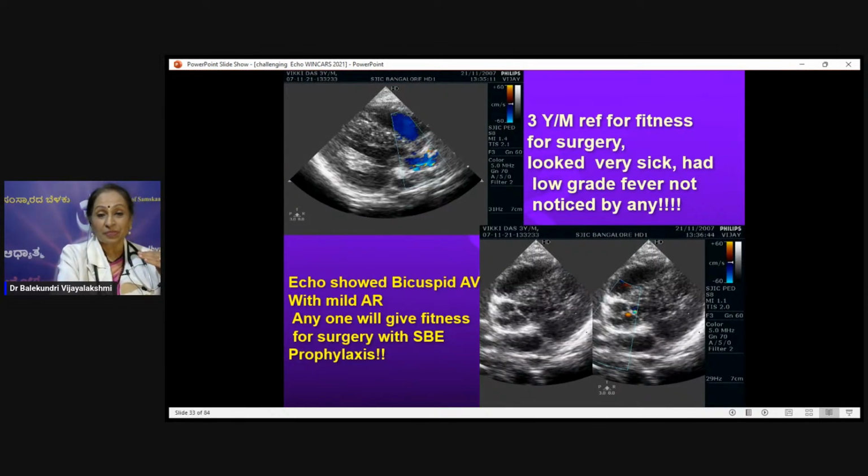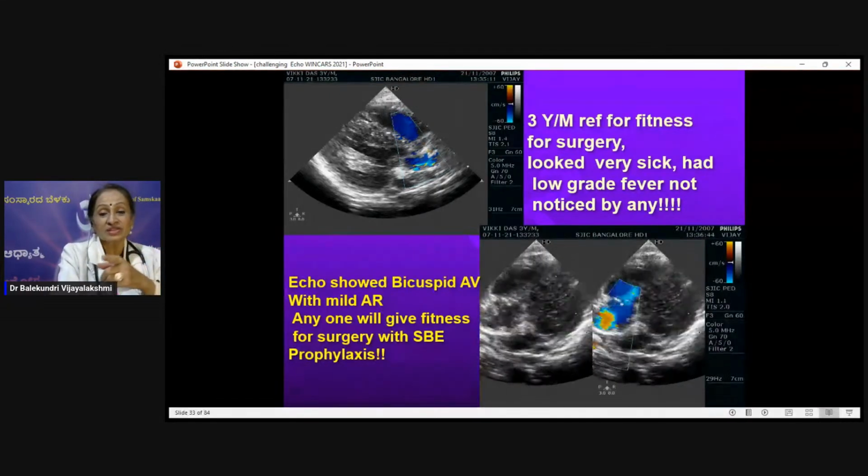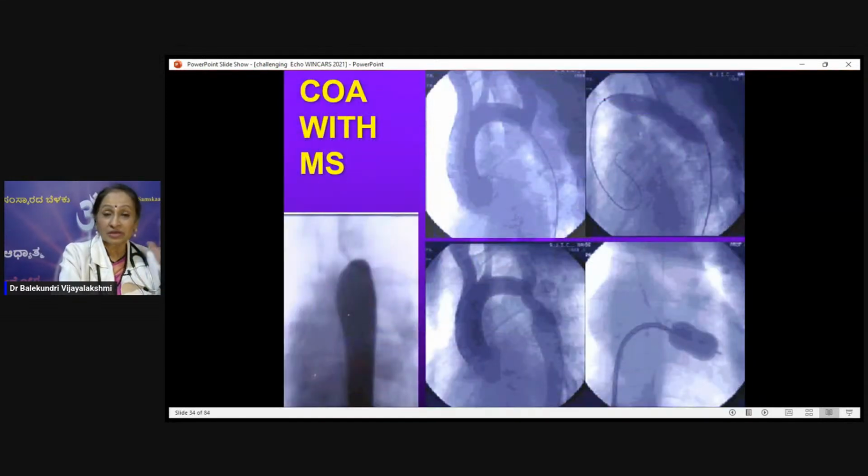So this is a 3 years old patient who came with fits. You can see that there is a bicuspid aortic valve with a trivial AR. But to our utter shock, the patient had vegetation over the arch of the aorta. So whenever lower limb pulses are not felt and upper limb BP is very high, think of coarctation. The murmurs may not be heard. The murmur may be heard in the back, but be Indian, touch the feet, you'll never miss the diagnosis of coarctation.